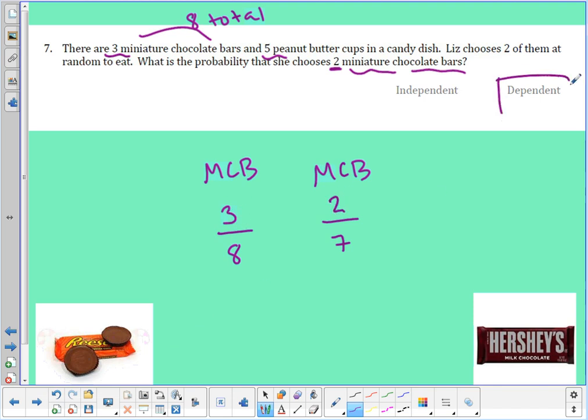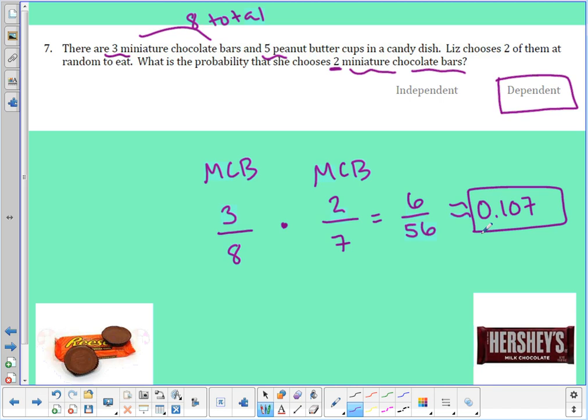So these are dependent events. The first event impacted the second event. And now I want both of them to occur at the same time. When I multiply, I end up with 6 out of 56, which is approximately 0.107. Again, look at that fourth decimal place to round it up or stay the same on the third decimal place.